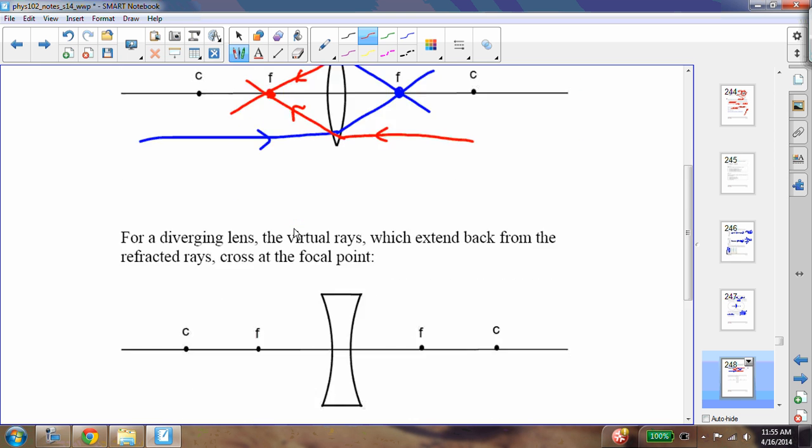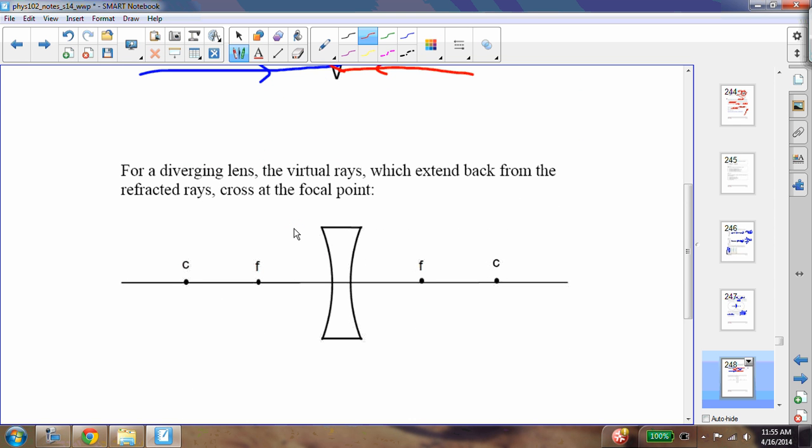Now, for diverging lenses, you're going to get a very similar thing, and we had this with the convex mirror. This, however, is the concave lens. I always remember it because it sort of caves in right here, kind of like the concave mirror did. But remember, this is different from the concave mirror in the way that it acts towards light.